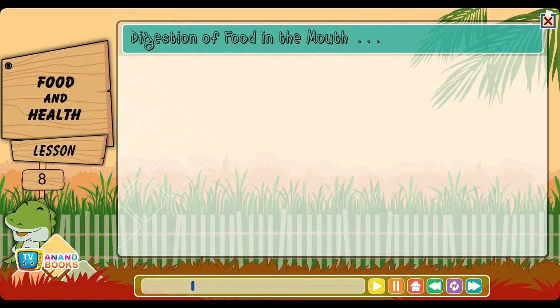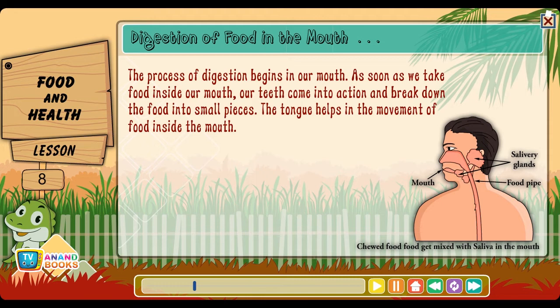Digestion of food in the mouth. The process of digestion begins in our mouth. As soon as we take food inside our mouth, our teeth come into action and break down the food into small pieces. The tongue helps in the movement of food inside the mouth.